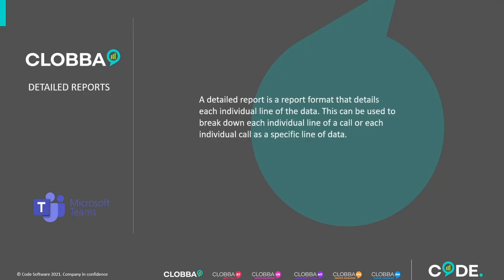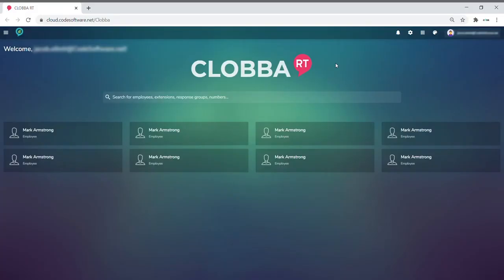The second type of report is a detailed report. This is where it breaks down each individual line of data, and you can see all of the elements to that line. So rather than summarising and bringing them all up to look at it at one particular level, like group, it breaks it down to show each specific line.